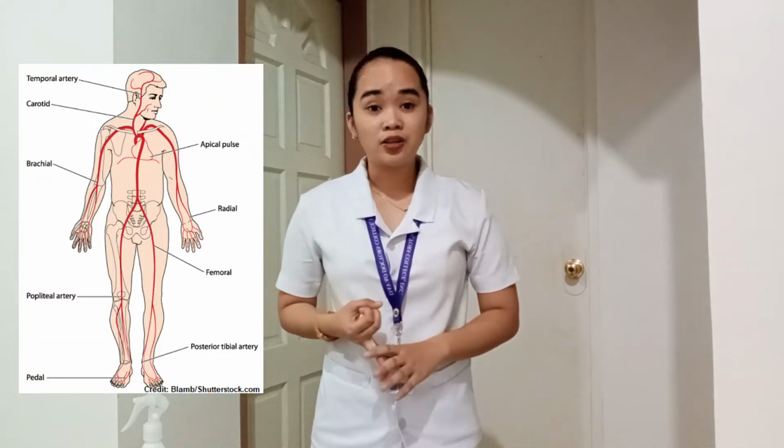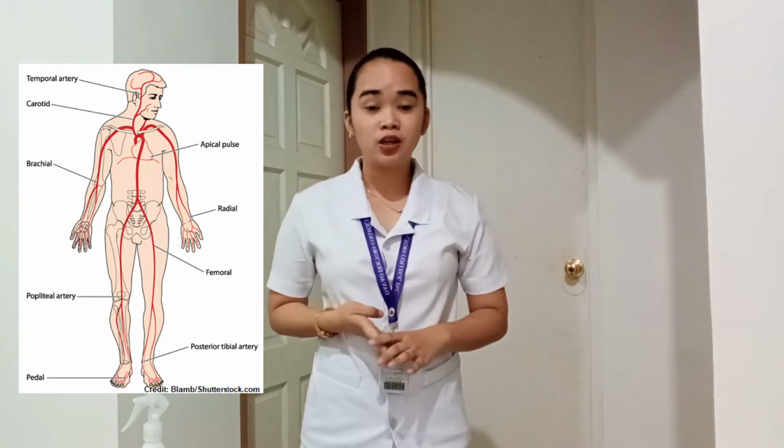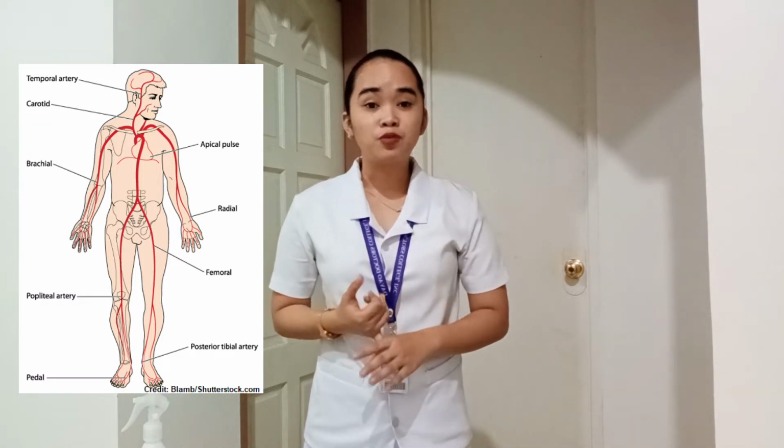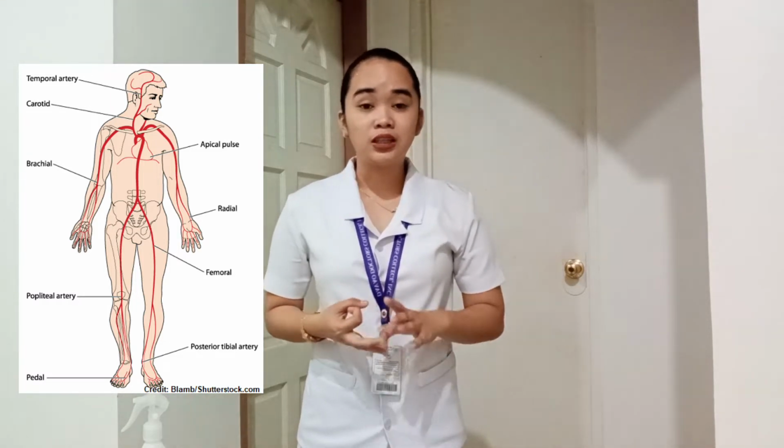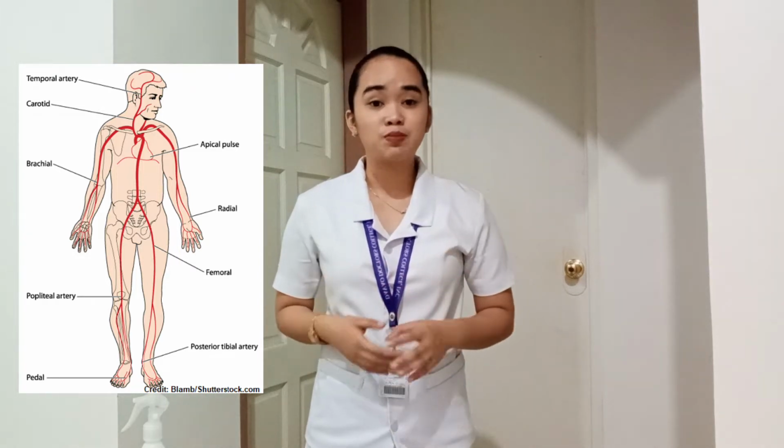Now, I'm going to assess and measure the pulse rate of my patient. So a pulse is a wave of blood created by the contraction of the left ventricles of the heart, and for me to measure it, I need to do palpations on both sides of my patient. It could be on his temporal, carotid, apical, brachial, radial, femoral, popliteal, tibial, or in his dorsalis pedis.